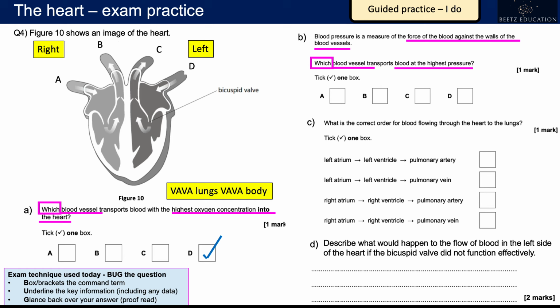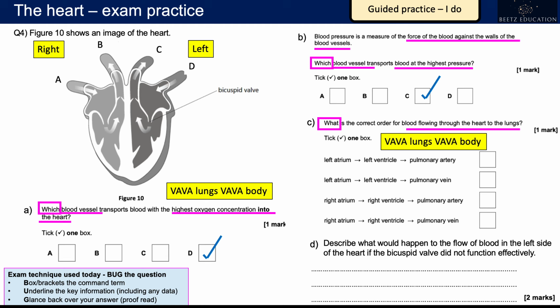Remember, on the previous page, we saw that the muscle of the right ventricle is thinner than the muscle of the left ventricle. And the reason being, the left ventricle has to pump blood at a much greater distance, at much higher pressure, all the way around our body, right down to the very tips of our toes. So the one that's going to be pumping blood at the highest pressure away from our heart has got to be C, our aorta.